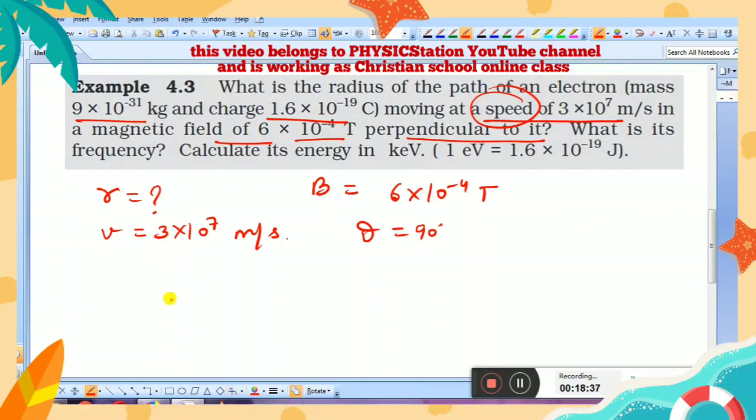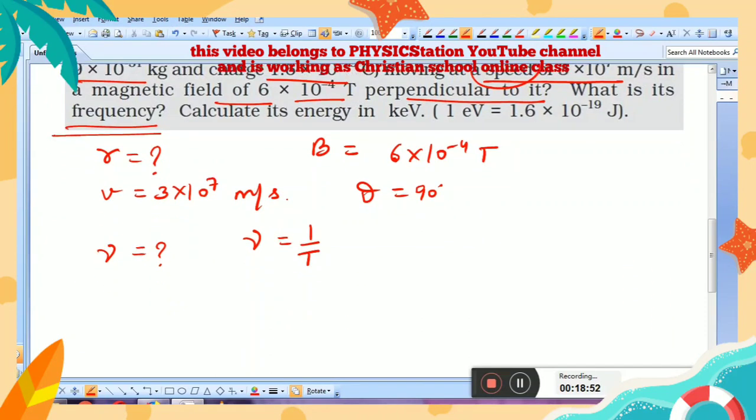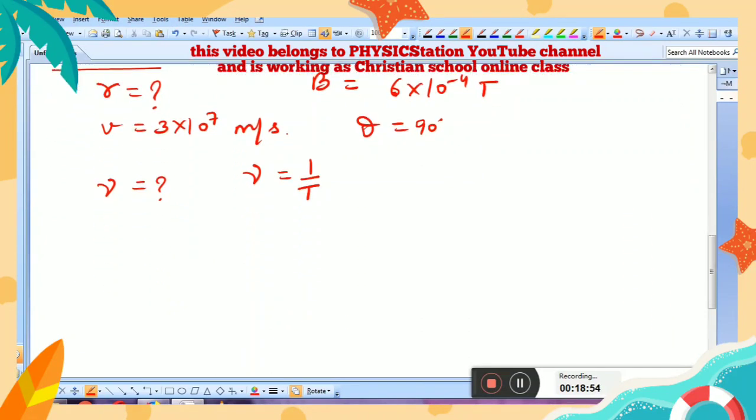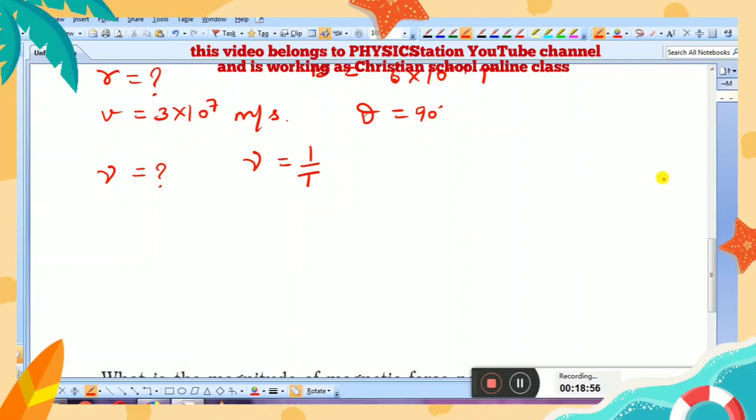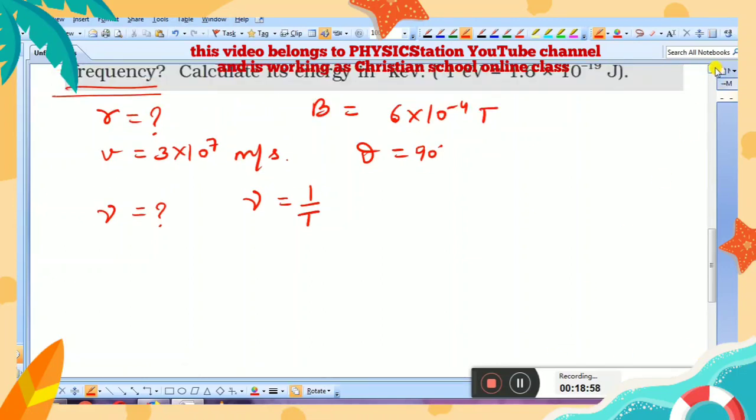Correct. What is its frequency? Frequency they are asking. Frequency is denoted by nu. So we will calculate frequency. Frequency is equal to 1 upon time period. So let us calculate time period. If we could calculate time period, we will find out frequency, right? So what will be the time period?